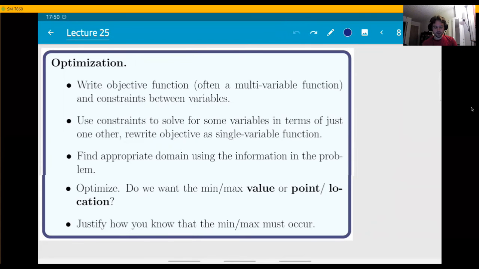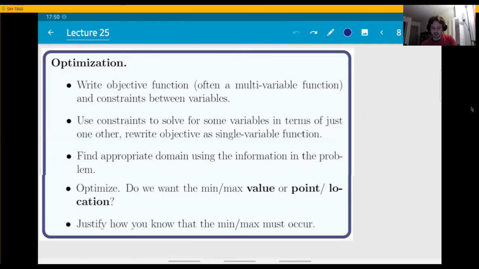Now find an appropriate domain for this function using the information in the problem. For example, this x usually is a length of something or an area. It has to be positive. Then optimize. What does that mean? It means find the max or min value. Be careful with this. Do we want the min or max value, or the point/location where it happens? Those are different things, right?